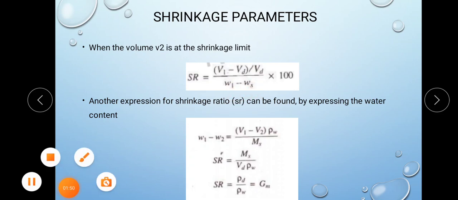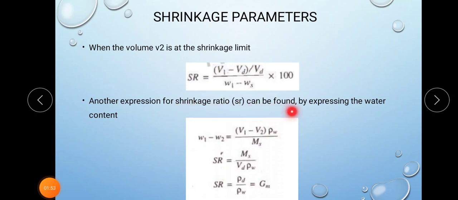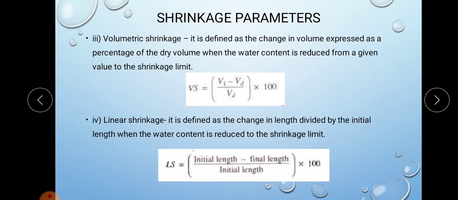That is another expression. And another expression for shrinkage ratio can be found by expressing water content, that is W1 minus W2, as equal to (V1 minus V2) into unit weight of water divided by Ms. So here shrinkage ratio is equal to Ms divided by Vd into rho_w. So this shrinkage ratio can be written as rho_d by rho_w, that is Gm, the mass specific gravity of a soil in dry state. Mass specific gravity of a soil in dry state is equal to the shrinkage ratio. So this is another expression for shrinkage ratio.